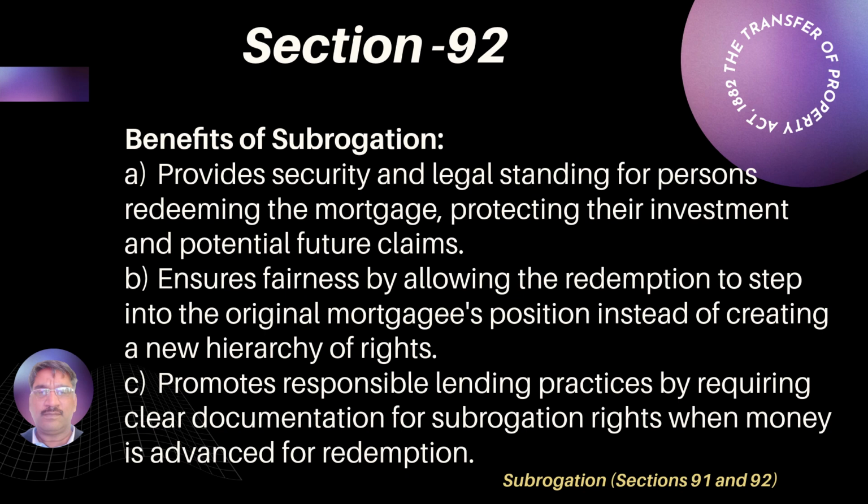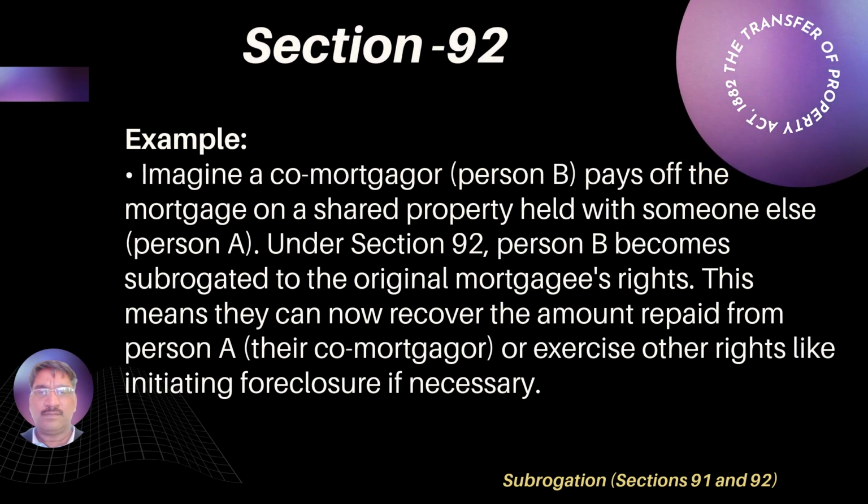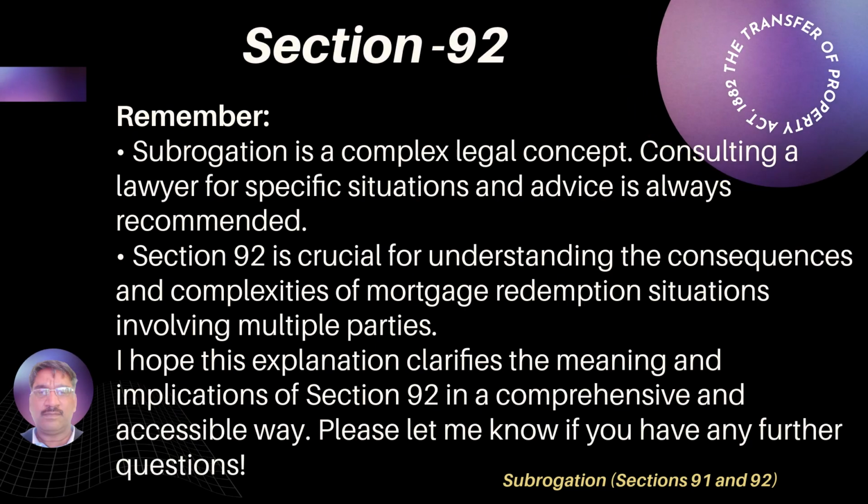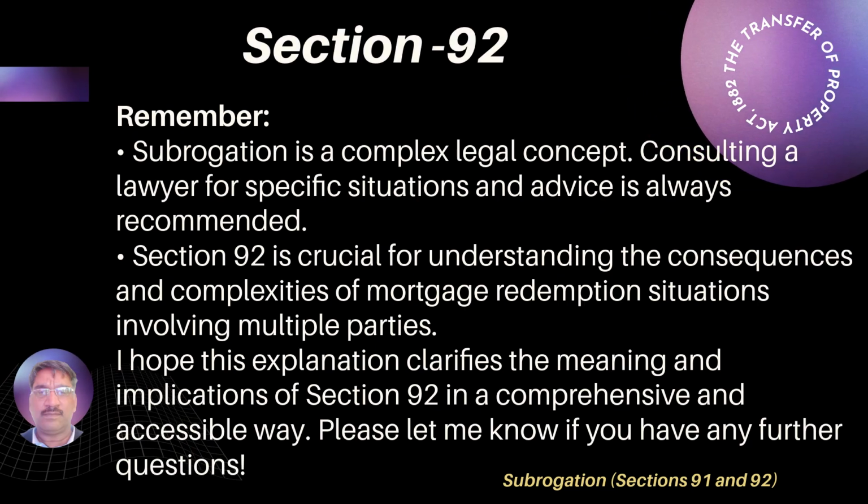Example. Imagine a co-mortgager, person B, pays off the mortgage on a shared property held with someone else, person A. Under Section 92, person B becomes subrogated to the original mortgagee's rights. This means they can now recover the amount repaid from person A, their co-mortgager, or exercise other rights like initiating foreclosure if necessary. Remember, subrogation is a complex legal concept. Consulting a lawyer for specific situations and advice is always recommended.